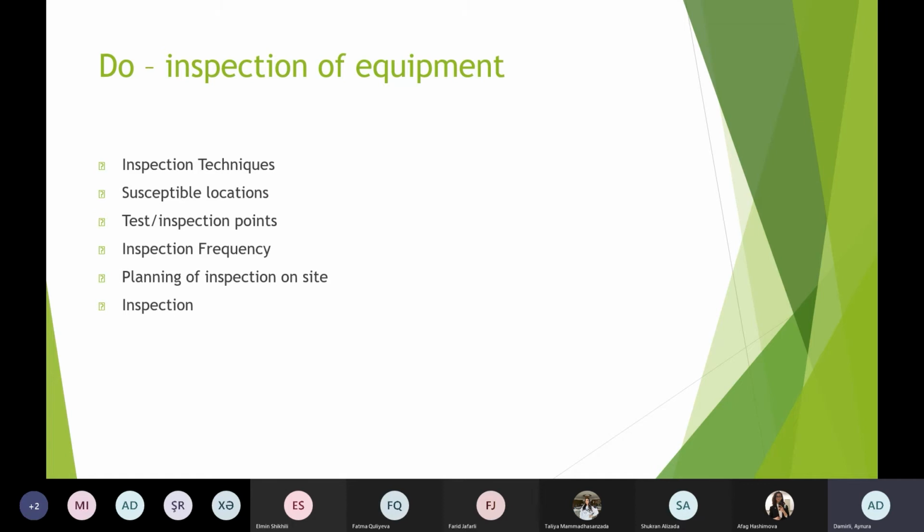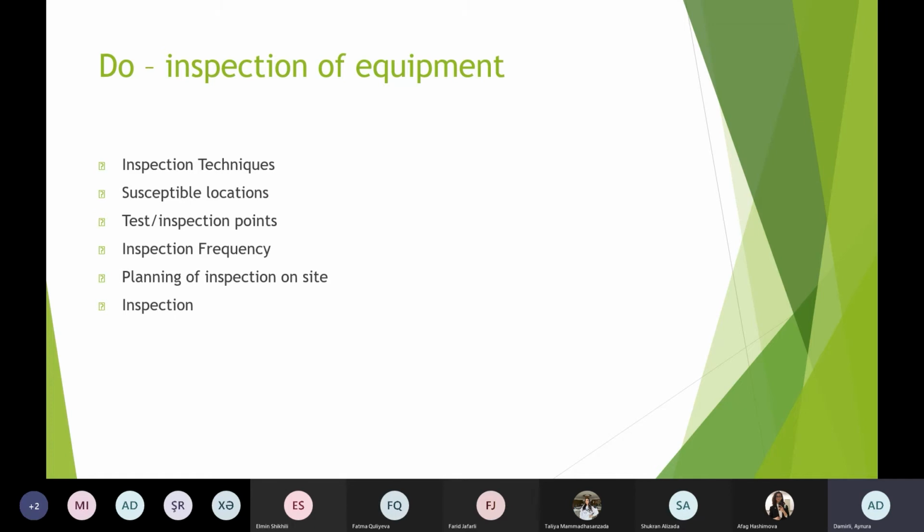And the step Do, what do we do? Based on all the identified parameters that we have in the plan stage, we're applying inspection techniques, because all inspection techniques have limitations, pros and cons, which we can use or which we cannot use for any equipment on site.